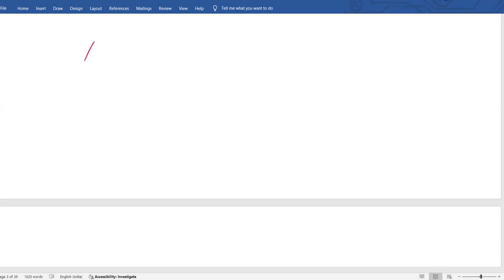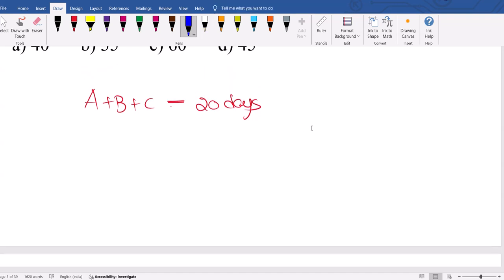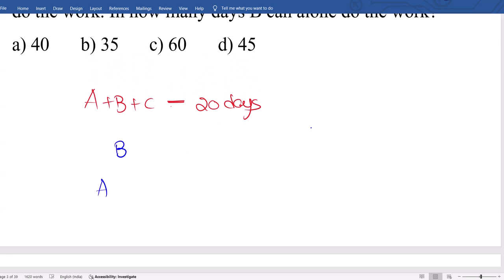First data, A plus B plus C can complete the work in 20 days. Fine, good. And they have given in the question a relation that B will take twice time as A and C together. Timing twice means efficiency is half.